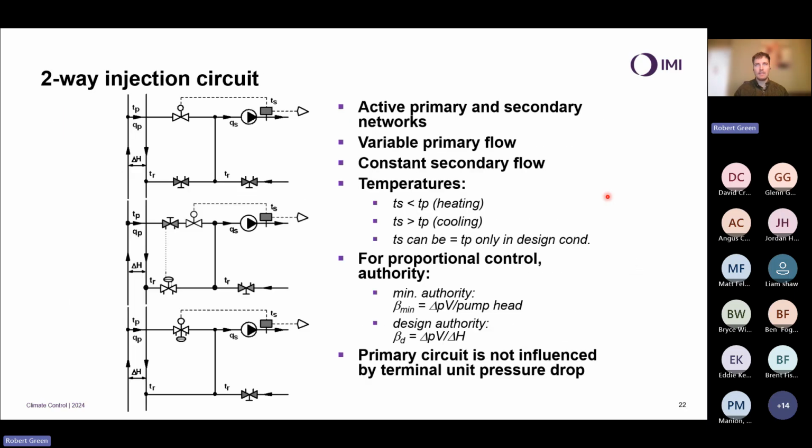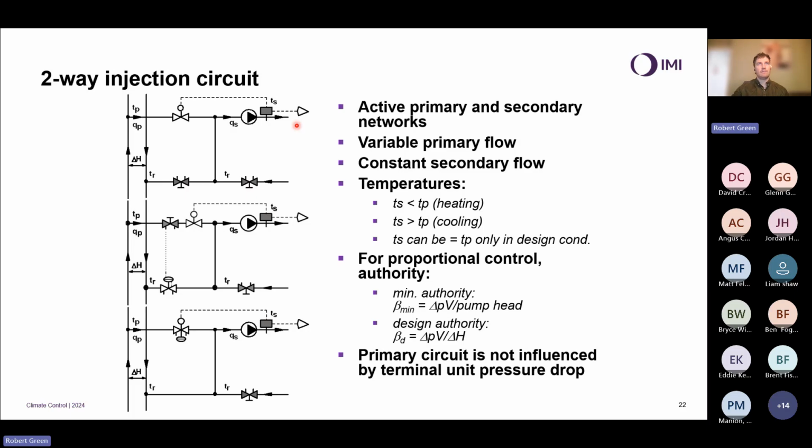So in this case, we have active primary and secondary networks. We have an active pressure source here from the primary pumps and an active pressure source on the secondary side from the secondary side pump. In this example, we're going to be talking about a variable primary flow because when we change this valve position, we're varying the primary flow. But we're using these on a constant secondary flow. So the flow on the secondary side is always going to be the same, and we're varying the load via varying my supply temperature.